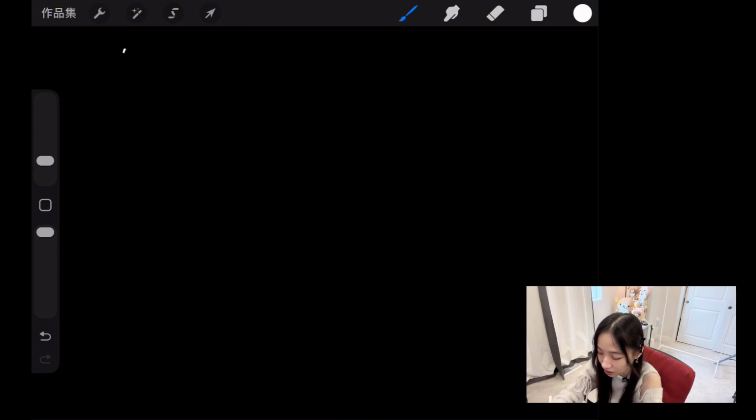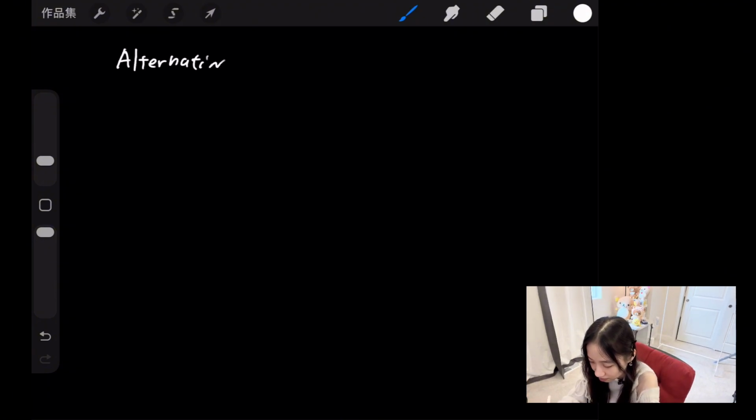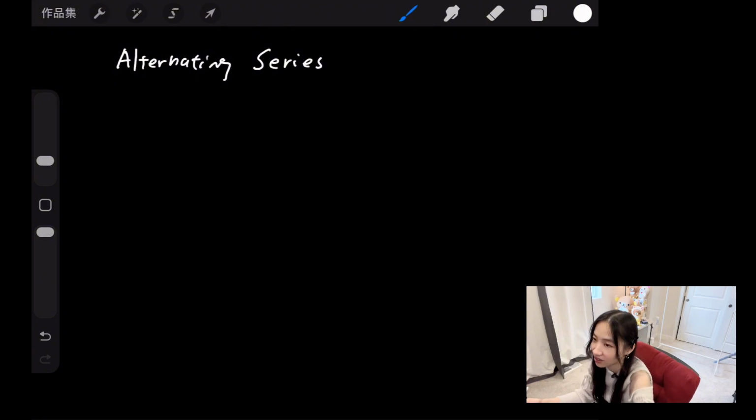Okay, so what's an alternating series? What do you feel about the terminology here? When I first saw it, I felt like, oh, this series must be divergent, but actually it's not. It's actually convergent. So what does it look like?